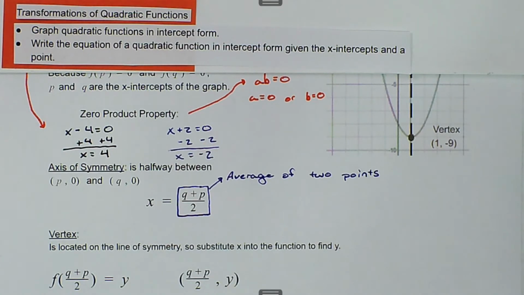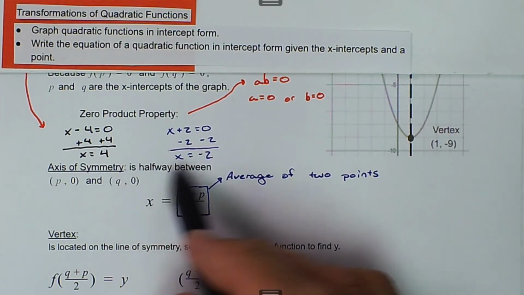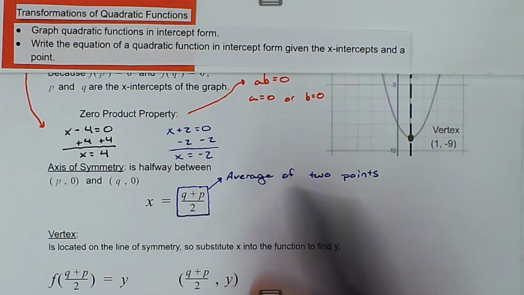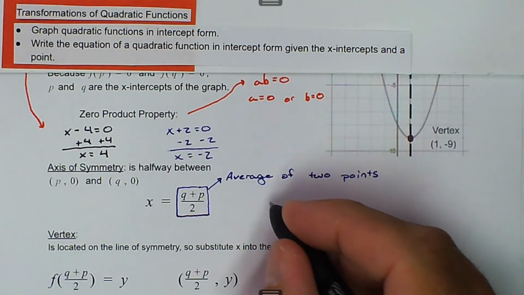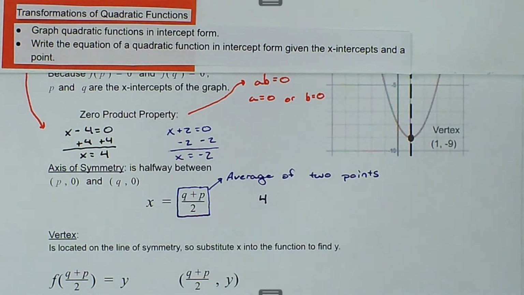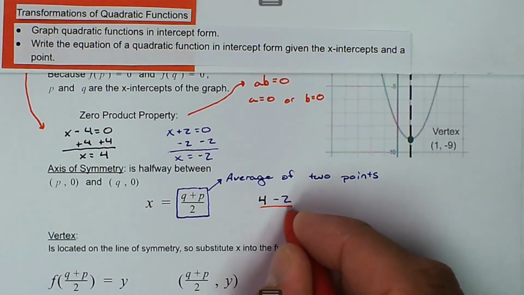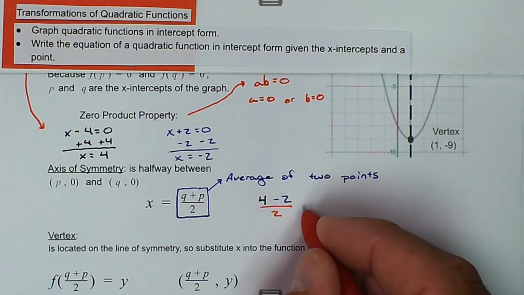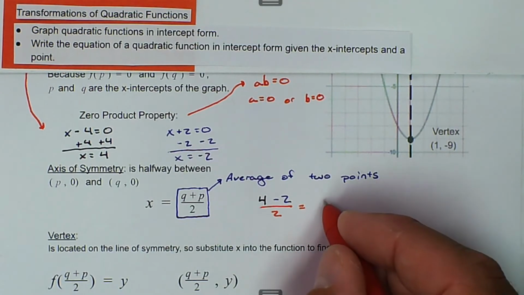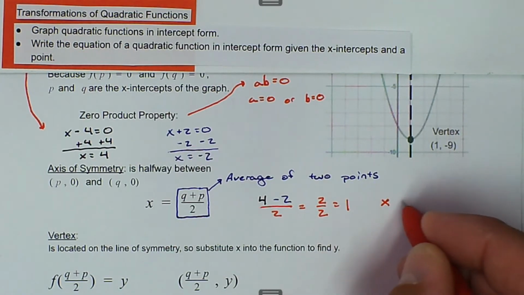So for our example here, we have the x's that we've calculated up here. We have 4 and negative 2, and we can substitute those in. So we have 4, and then it's going to be minus 2 for the other x. And the 2 divided by 2, that's constant, that's always going to be there. So what we end up with is 2 divided by 2, which is equal to 1. So the line of symmetry is x equals 1.